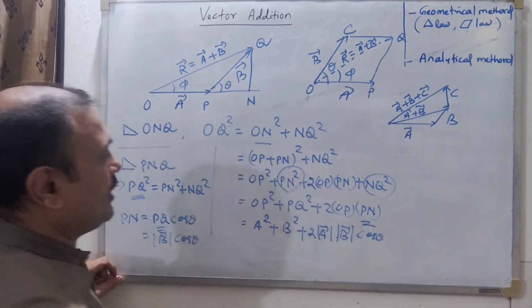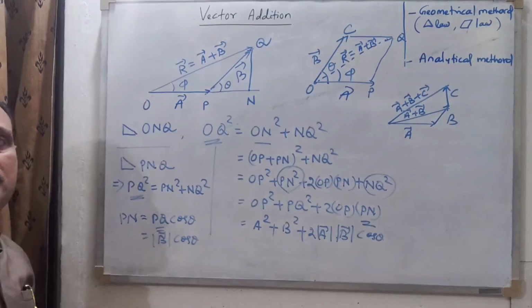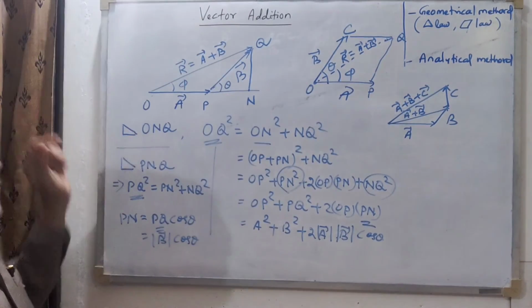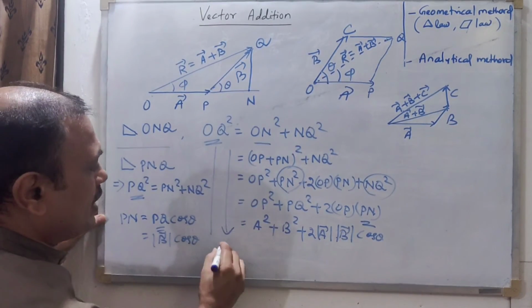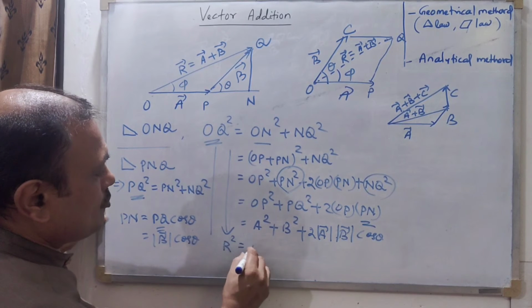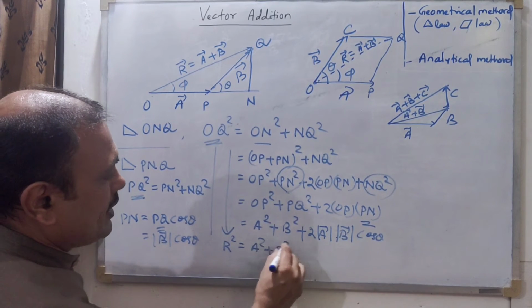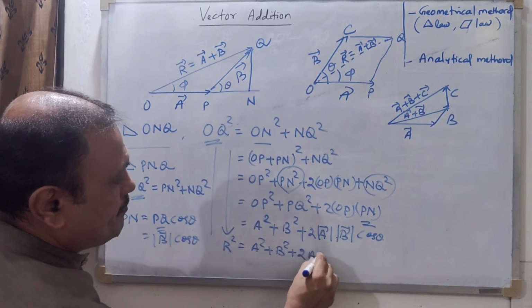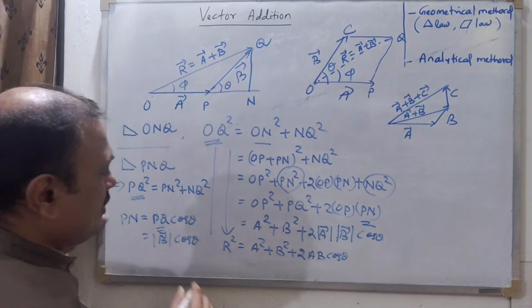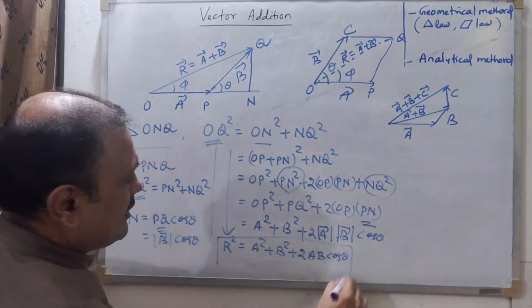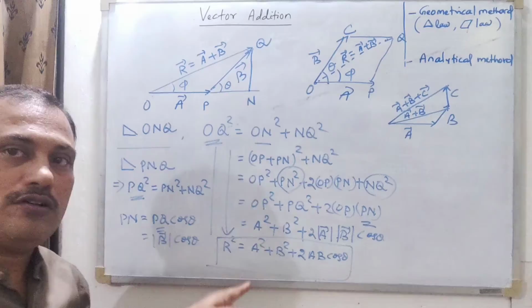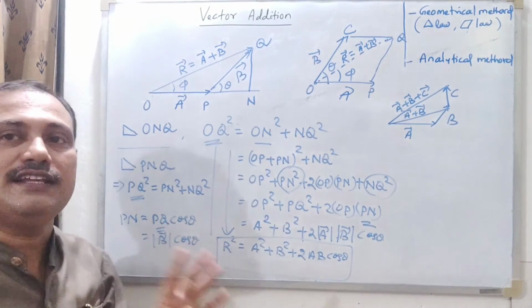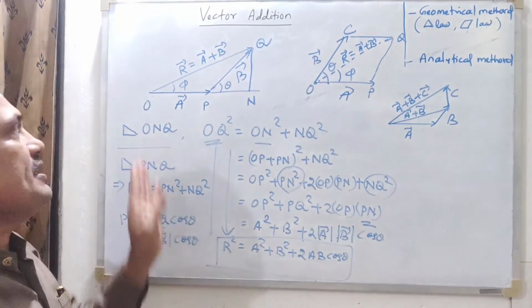And here my OQ, what is my OQ? OQ is nothing but the resultant, so therefore in place of OQ square, I can write R square, which is equal to A square plus B square plus twice AB cos theta. Therefore, this is the resultant, and I can take the square root of the right hand side to find the resultant magnitude of the resultant vectors.